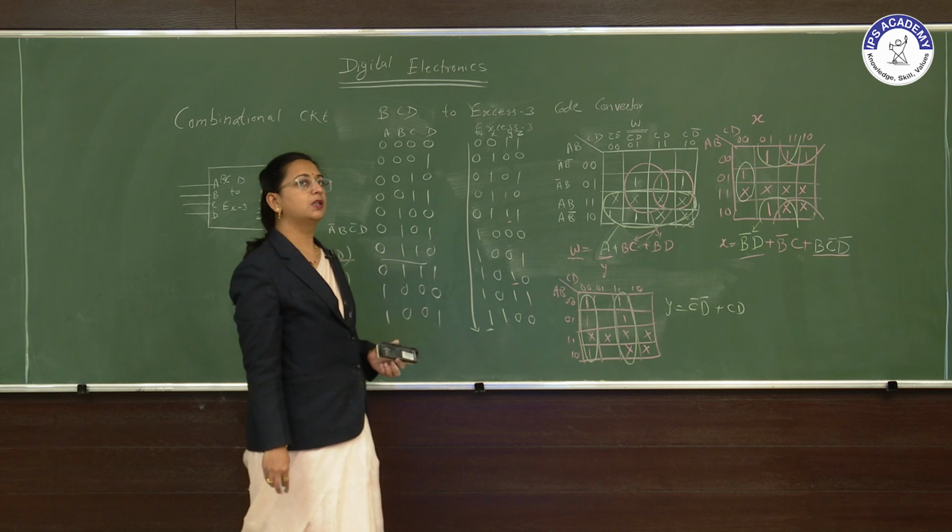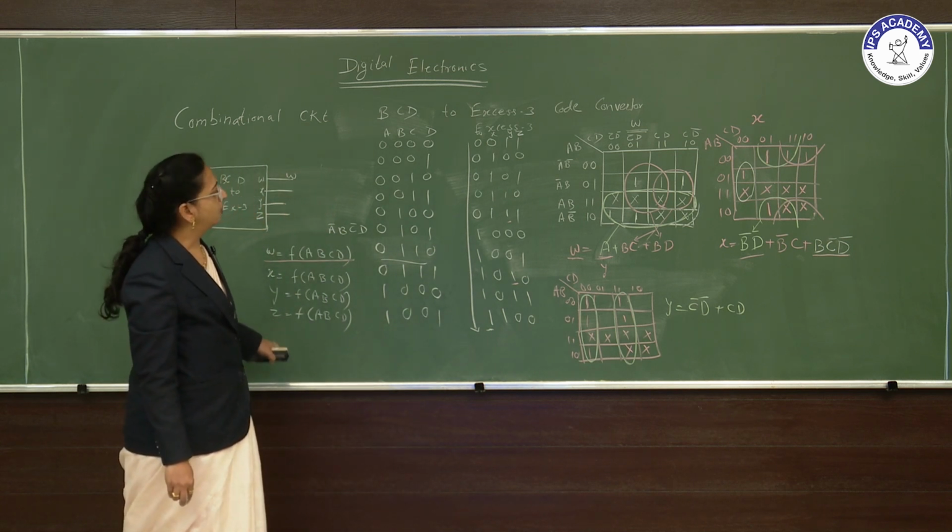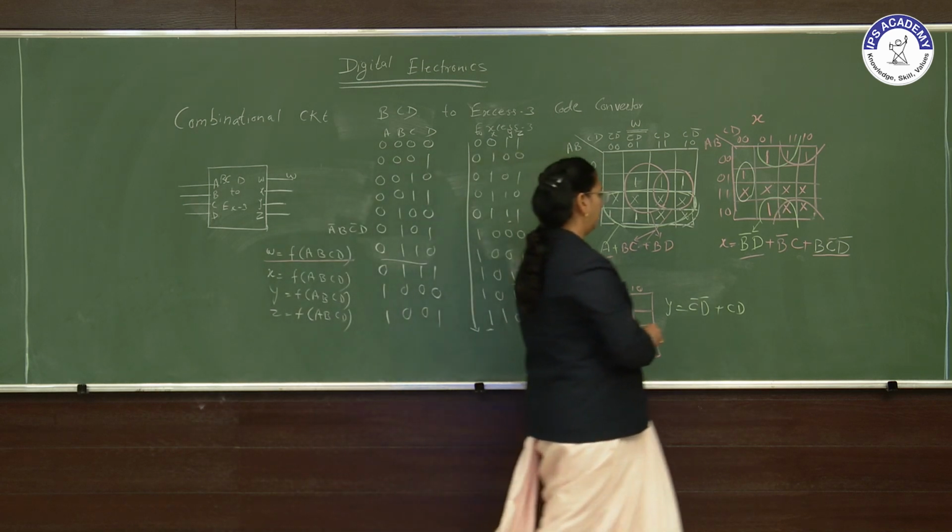Now similarly, we have to get the expression for Z. So again, we will make another K-map for Z.